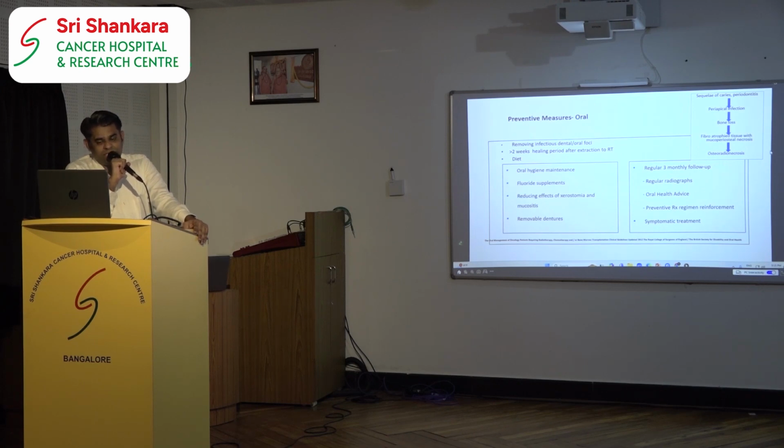Improve the diet. Teach him oral hygiene methods. Fluoride supplements can be given. Reduce the effects of xerostomia and mucositis. If the patient has dentures, check whether they are fitting or causing mucosal trauma. You may have to adjust the dentures. And if he needs any dental procedure, try to avoid extracting the teeth. Try to do endodontic treatment by preserving the teeth, doing a filling or crown or whatever, which does not require dental extraction, if it is feasible, that is. And symptomatic treatment.